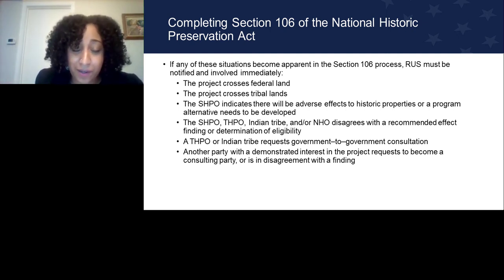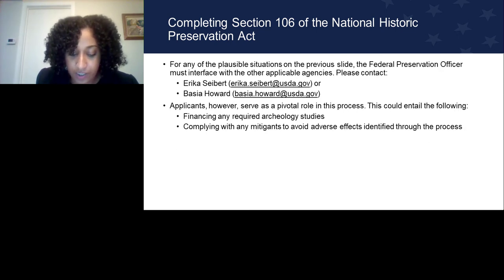This is where I have our contact information listed. As I mentioned previously, if any of the situations on the previous slide arise, or you're very confused as to where you are in the process or what needs to be done next, please contact the Federal Preservation Officer or our Deputy Federal Preservation Officer. Erica Martin-Seibert, there, the first bullet, she's our Federal Preservation Officer, and her deputy is Beja Howard, who's the second bullet.